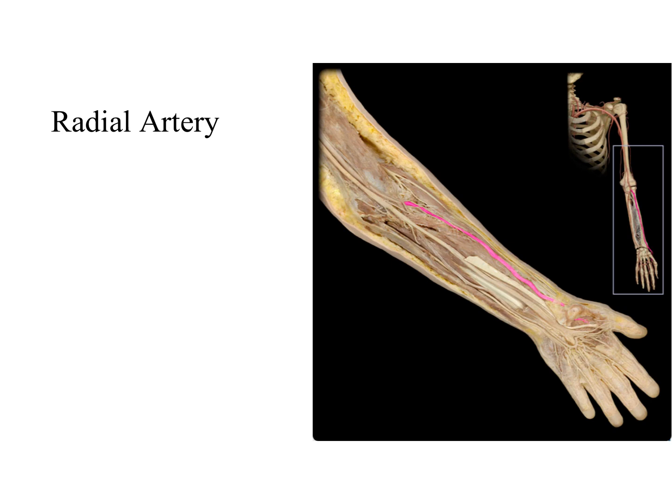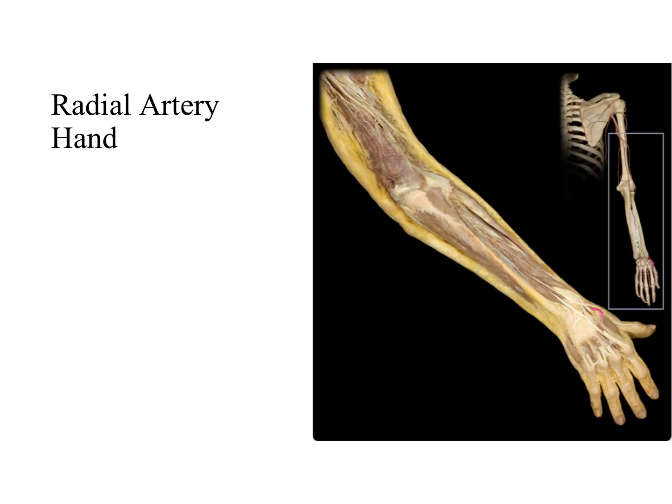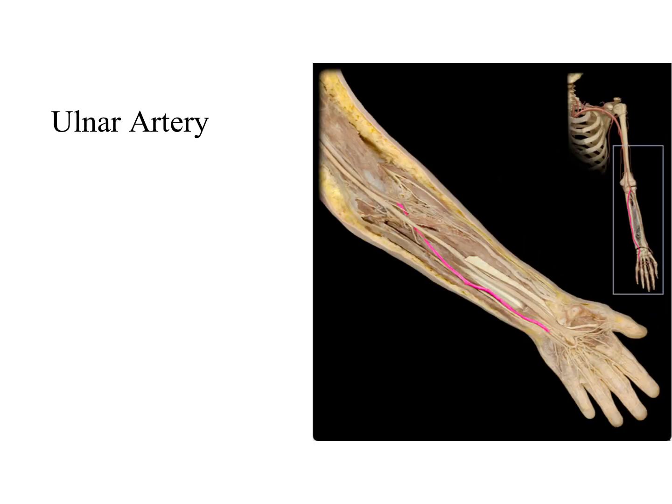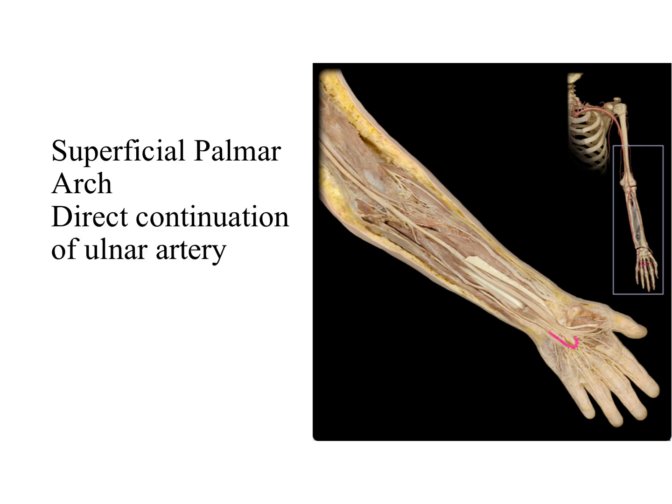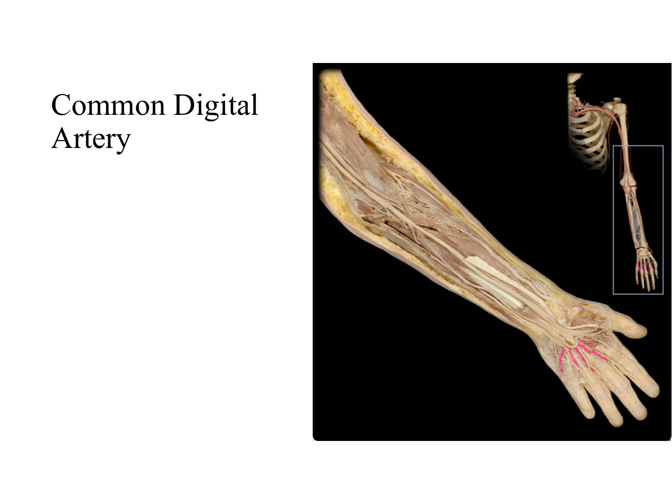This is a picture of the radial artery in the forearm, and then here we see the radial artery in the hand. This is a picture of the ulnar artery in the forearm, and here is a picture of the superficial palmar arch, which is a direct continuation of the ulnar artery. This shows the common digital arteries that arise from the superficial palmar arch, and here are the proper digital arteries that are branches of the common digital artery.